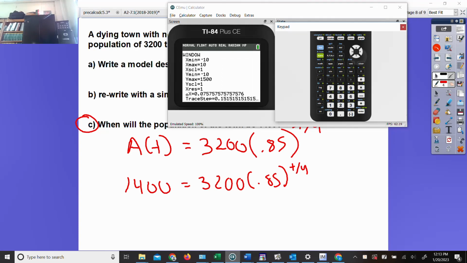How far in the future do you want to go for X? 25? I'm good with that. That makes you look to the future. X max 25, hit graph, see if it's enough. It might take your time. There she is. 25 does it. You see an intersection, you have an answer. Second trace, what? Second trace 5. Enter, enter, enter. Roughly 20.3 years. There's your notes, kids.